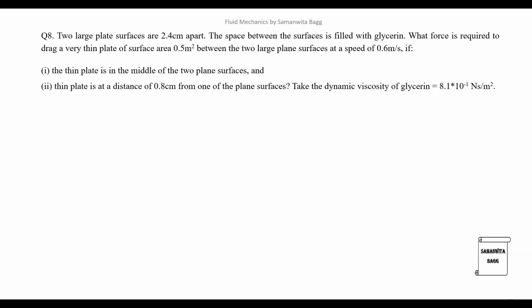The next session on fluid mechanics. In this session, we are going to discuss some numericals on the topic of viscosity. We have already seen a few numericals. We will see a few more numericals now.